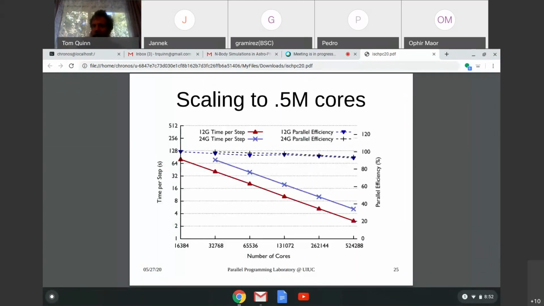And just to brag, we've done scaling with this code out to 500,000 cores. This is on the NCSA Blue Waters machine. What's showing here, these are for 12 billion and 24 billion particle data sets, showing both the time per step and the parallel efficiency. That is, what fraction of the machine you're actually using. So these techniques I talked about are able to scale very well.